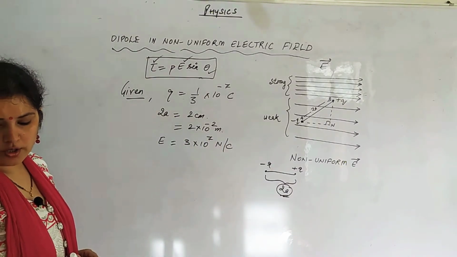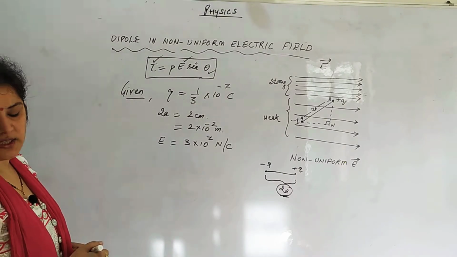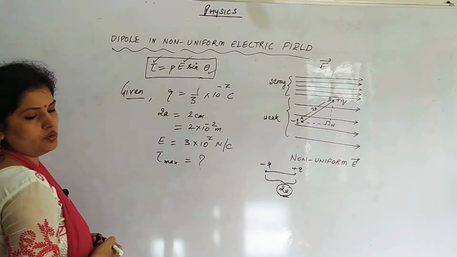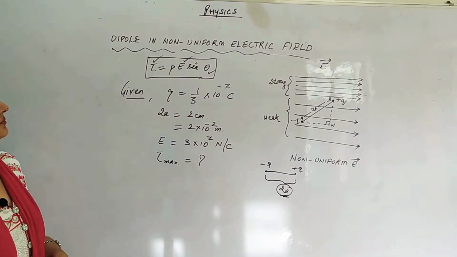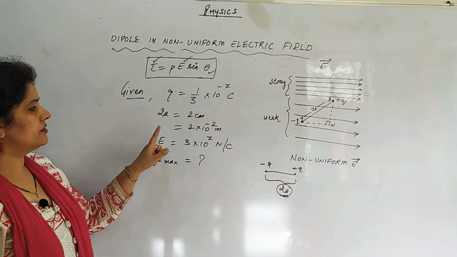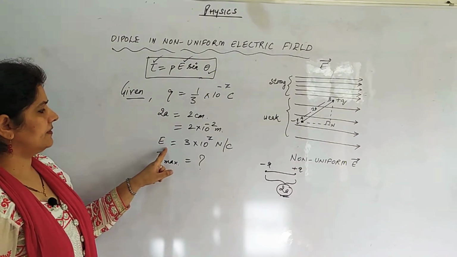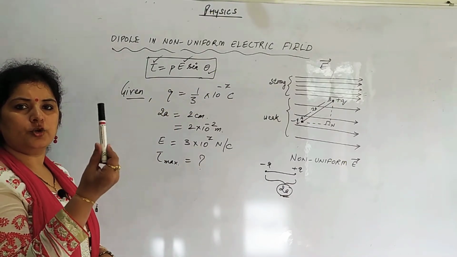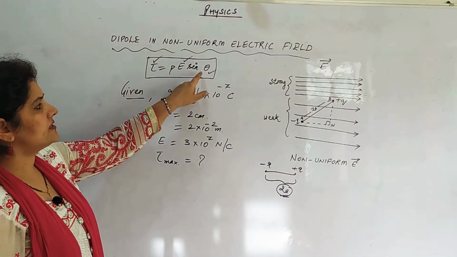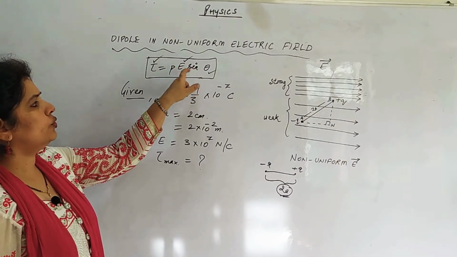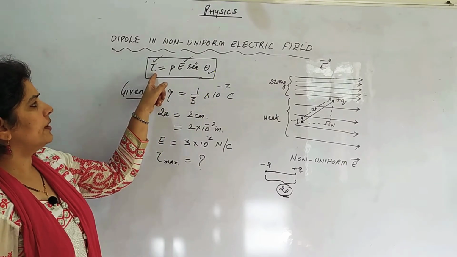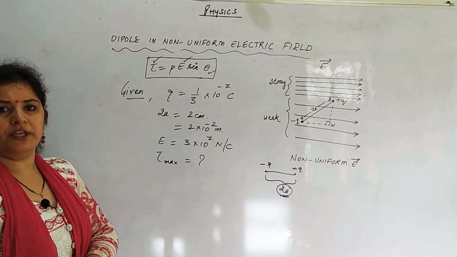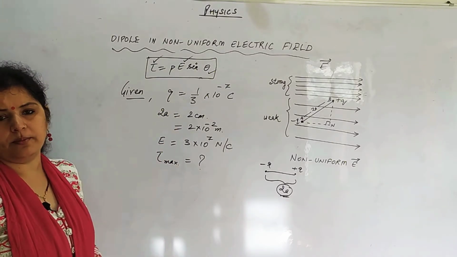What maximum torque does the electric field exert on the dipole? What is the value of maximum torque that you are supposed to find? Q is given, 2a is given, E is given. You have to find the maximum torque. So what is the condition of maximum torque? Theta should be 90 degree. When theta is 90 degree, torque will be PE into 1. This value has to be the maximum. So what is torque? P into E. P you can easily find by Q into 2a. Tell me the answer.